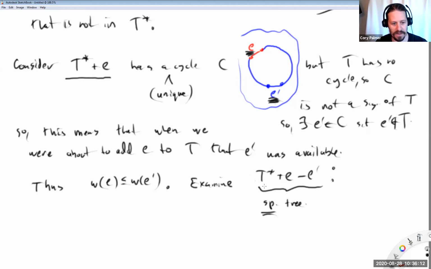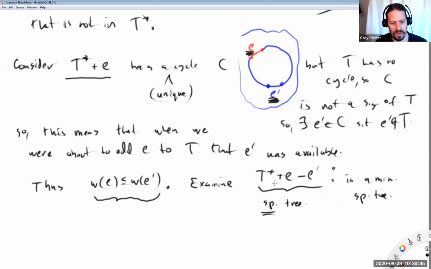How does the weight of this graph compare to T star? Well, we removed E prime and replaced it with E, which according to this meant that the weight didn't increase. And actually, it shouldn't decrease either, right? If it decreased, then this would be a spanning tree with smaller weight than T star, right? So actually, this is a minimum weight spanning tree. It's a new spanning tree that's still of minimum weight, right? It can't be lower than the minimum.